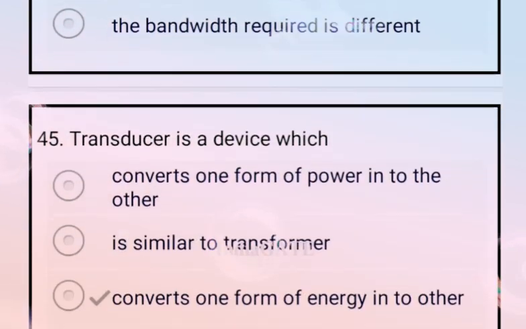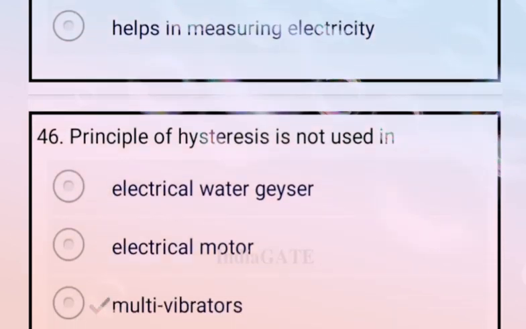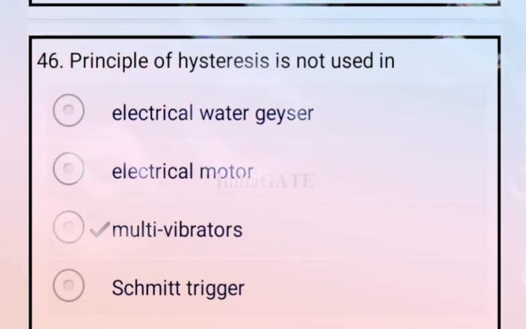Next question. Transducer is a device which? So correct answer is option C, converts one form of energy into other. Next question. Principle of the hysteresis is not used in? So correct answer is option C, that is multi-vibrator.